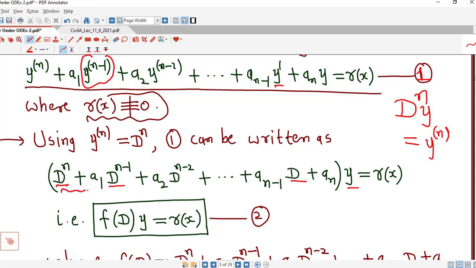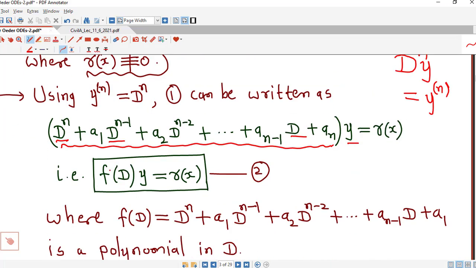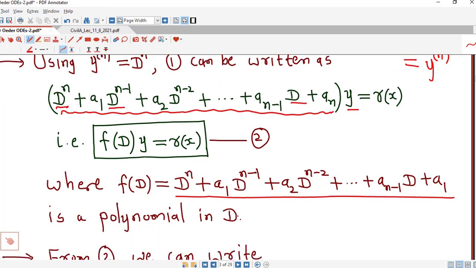Now if you observe this bracket, it is nothing but function of capital D. So we denote this bracket by function of D, say f of D, where f of D is nothing but this polynomial function in capital D. So f of D is a polynomial in D. So this equation number 2 is another form of non-homogeneous differential equation 1.